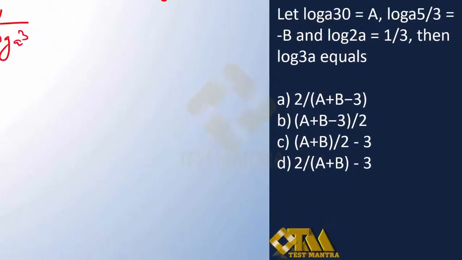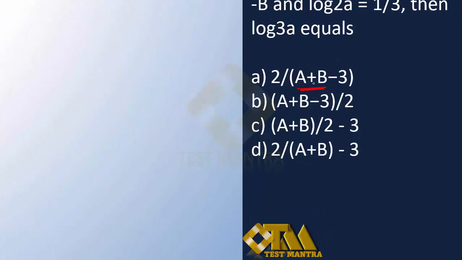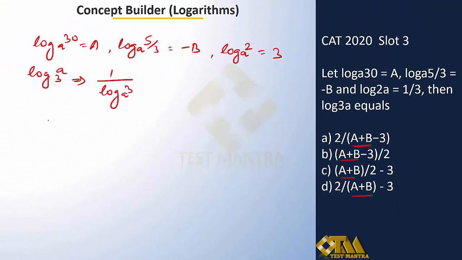Now if I go through the options, all the values were in terms of a plus b, a plus b, a plus b, a plus b. So ideally I need to work on a plus b. So let's see, if I take a plus b, that means it should be nothing but a minus b here, right? So that would be nothing but log 30 to the base a minus log 5 by 3 to the base a.